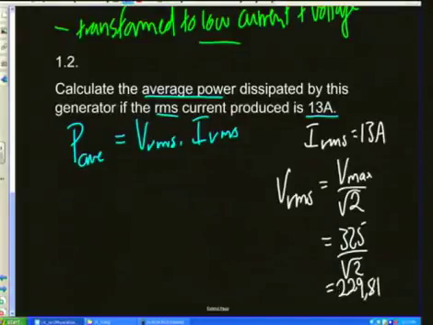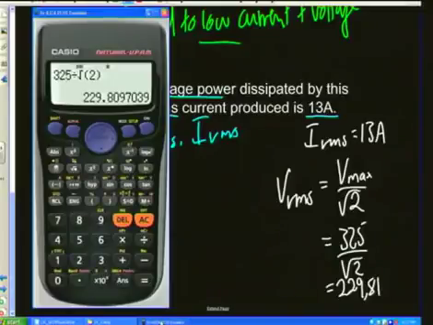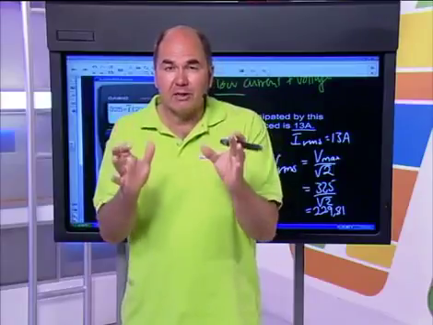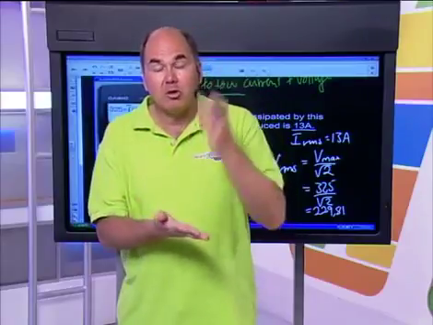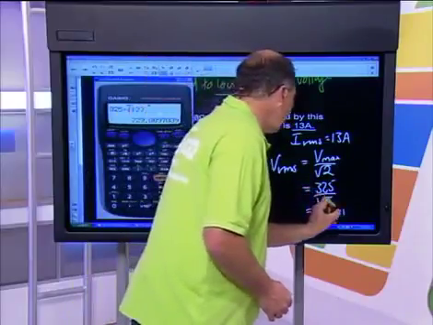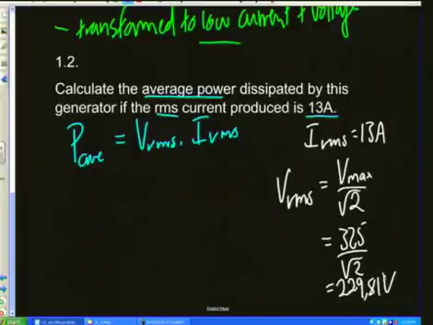Now, you might say, well, why did I round off there? Why didn't I keep my values on the calculator? It's really important. They're really strict. They want you to round off at every stage to 2 decimal places, just so that we can be consistent. So there's the potential difference.